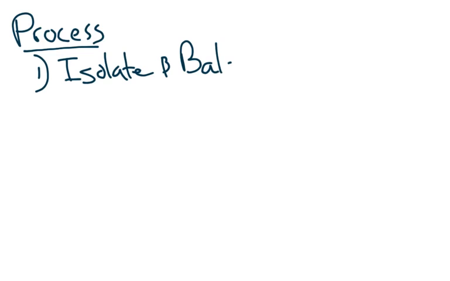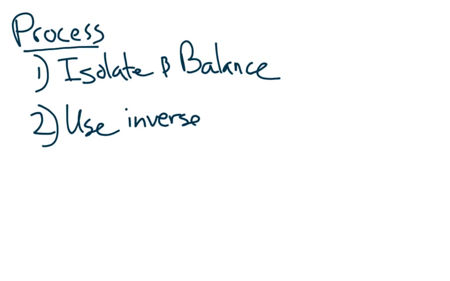So the first thing I want to talk about is the process. When it comes to solving equations, there are a couple of main ideas that we have to keep in mind. The first ones are two really important words: isolate and balance. The idea behind isolating and balancing is that we want to isolate the variable and balance the equation. And in order to isolate and balance, you have to use inverse operations. And inverse operations are opposite operations.